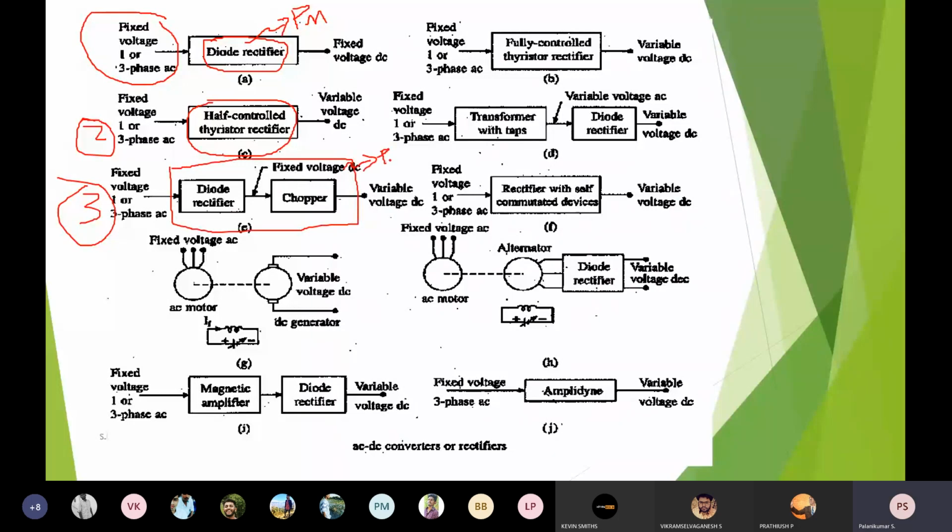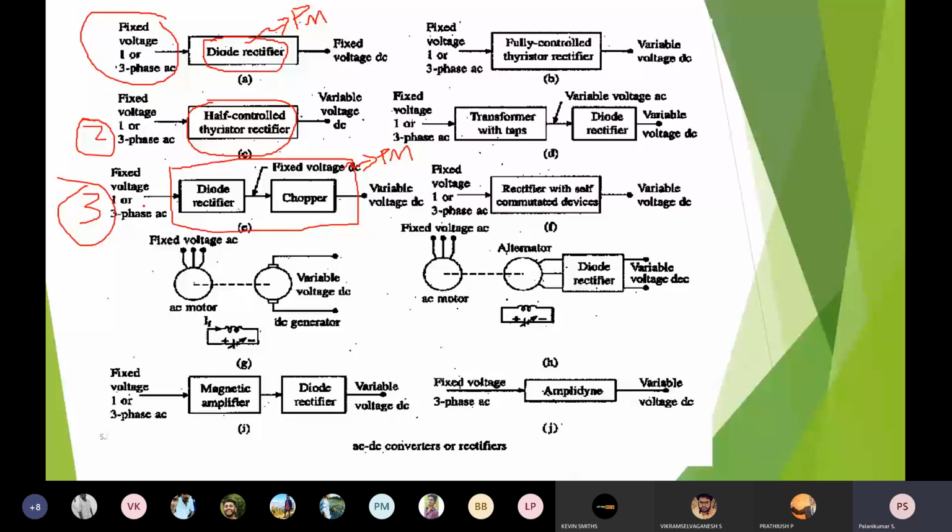This is a two-stage power converter. This is single stage. If I'm using only one circuitry arrangement, where the input is simply converted to the required output, that is single stage. If I'm using two different converters, this is called two stage.